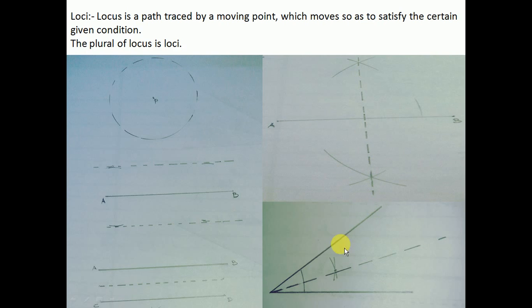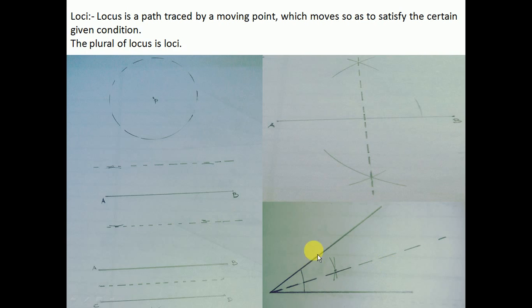But if two intersecting lines are given like this, and you want to get the locus of points equidistant from both the lines, then draw an arc from this edge, keeping the compass pointer over here, and draw an arc. Now keep it at this point, draw one more arc, and keep it over here now, and draw an arc where both of them intersect. From this point, draw a line. This is a locus of points equidistant from this line as well as this line. So this is the locus.